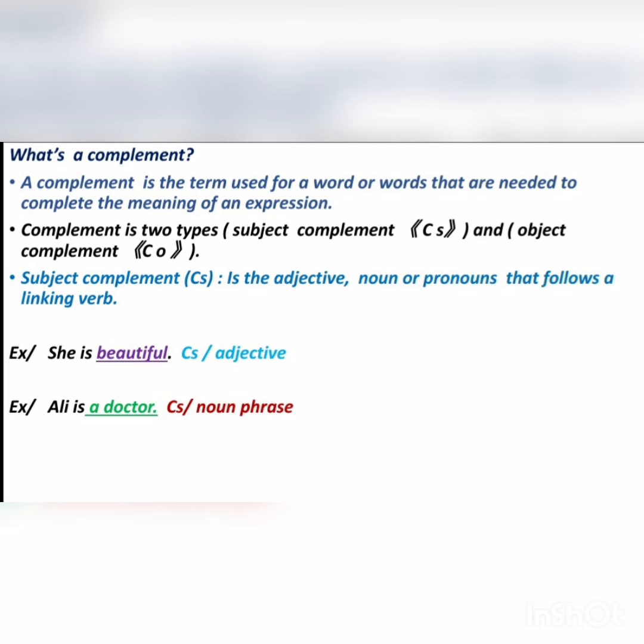For example, we have she is beautiful. She is beautiful. Here, is, as we know, is a linking verb.